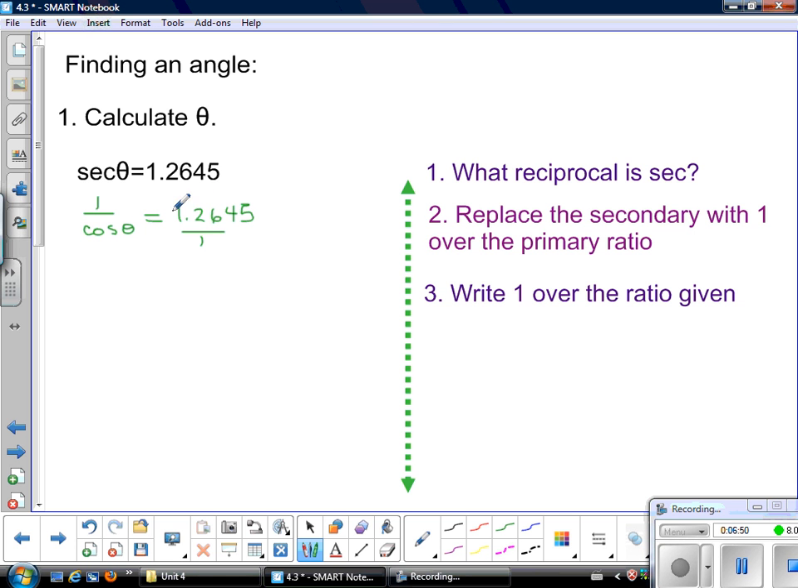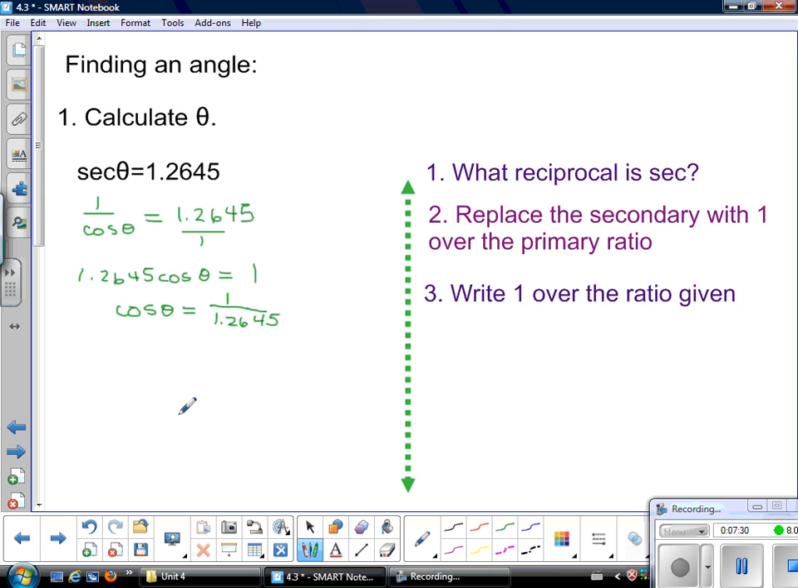And what I'm going to do then is cross multiply and divide. Now you can see, I'll do it with this one, but the next one I'll do a little bit faster. So obviously I'm going to have 1.2645 cos theta equals 1 times 1. I need to get cos theta by itself because my calculator knows how to do that. And when I divide both sides by that, I end up with 1 over 1.2645. Okay, so that's one way to do it.